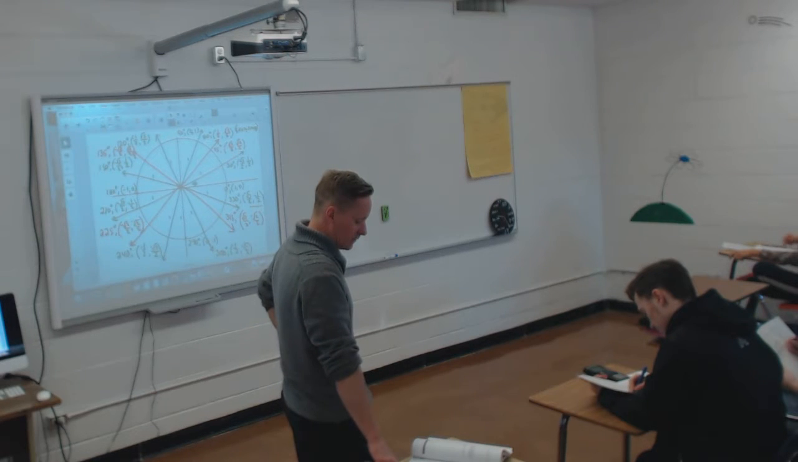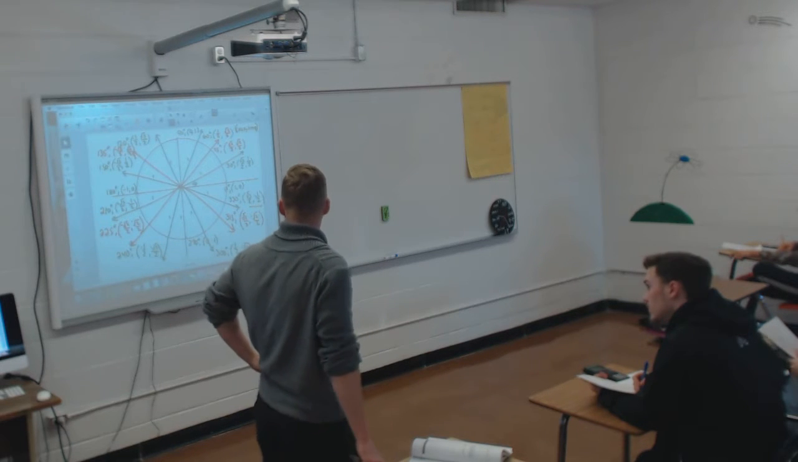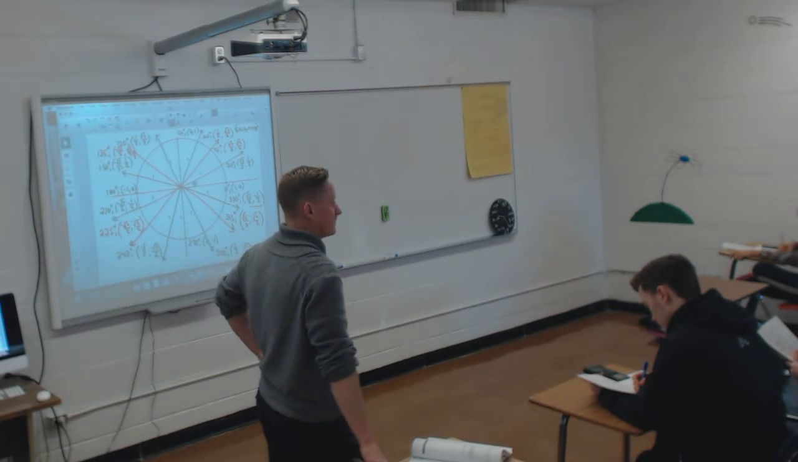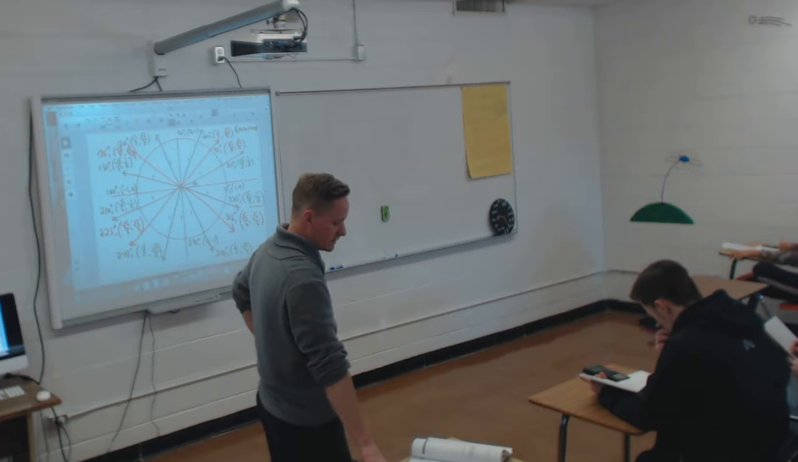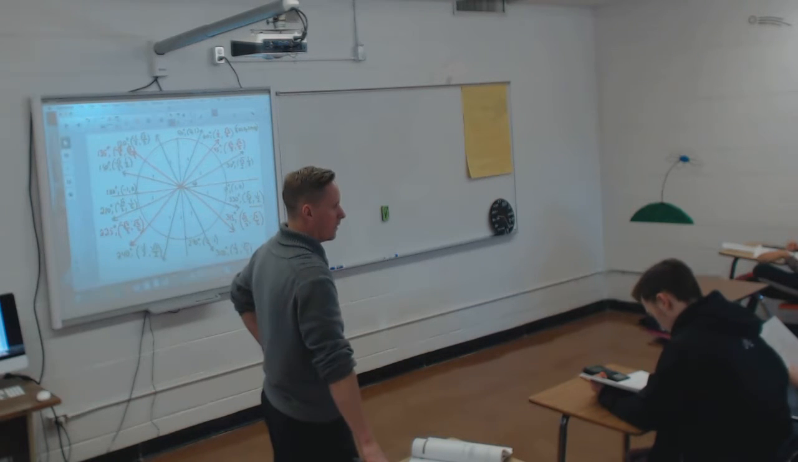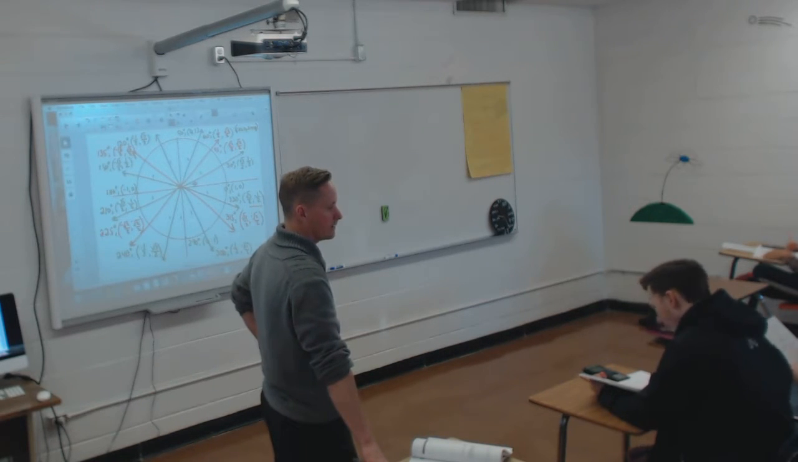The second angle is in which quadrant? 3. Okay, so I've got 180 plus that. So what does that equal? 225. The solutions to the equation cos theta equals negative root 2 over 2, 0 degrees less than 360, are in angles 135 and 225. Very good.